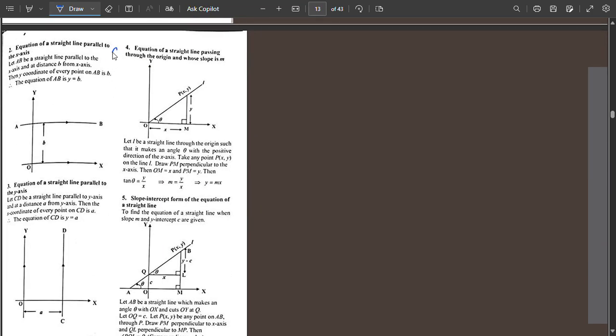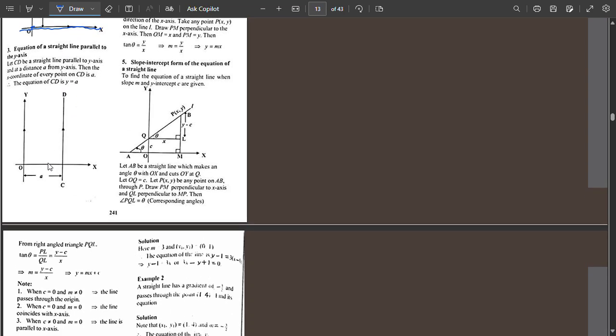The next one is the equation of a straight line parallel to the x-axis. If a line is parallel to the x-axis, where the equation of the x-axis is y equal to 0, then the equation of this line depends on where it intercepts the y-axis. For the x-axis, it intercepts the y-axis at 0, so the equation is y equal to 0. But this one intercepts at this side, so the equation will be y equal to b, because the distance from here to here is b. This is the equation of a line parallel to the x-axis.